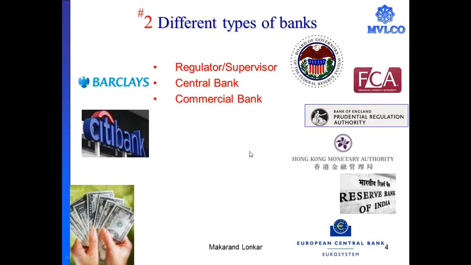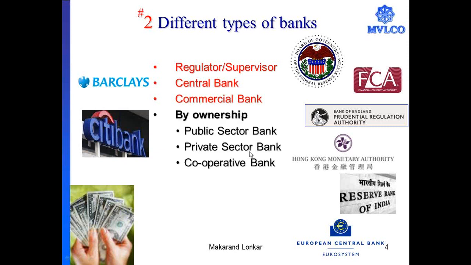Now when we have got these banks in place, the commercial banks can be further classified by ownership. Now I am taking an Indian example and we will also discuss examples in other countries. By ownership in India, a commercial bank can be defined as a public sector bank. For example, the State Bank of India is a bank owned partially by the government of India. More than 51% of its ownership is with the government of India.